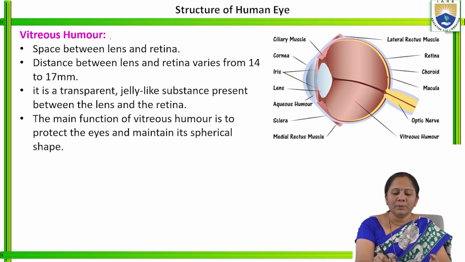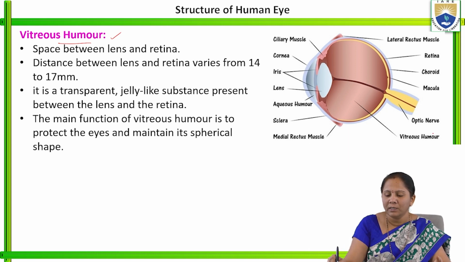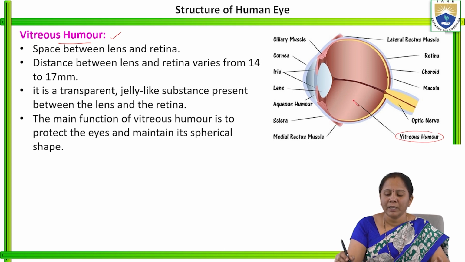Now, the next important part in this cross-sectional diagram of the human eye is the vitreous humor. So we can observe here, this is the vitreous humor. It is present in between. Generally, if you look, it will seem glassy in structure, but according to the biological aspects, it will not be glassy. It will be in the form of jelly.